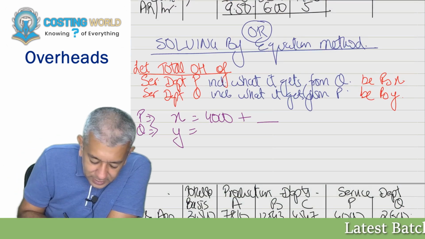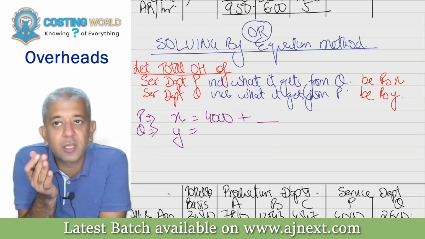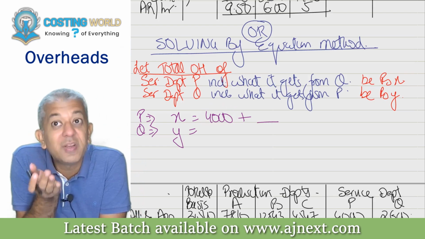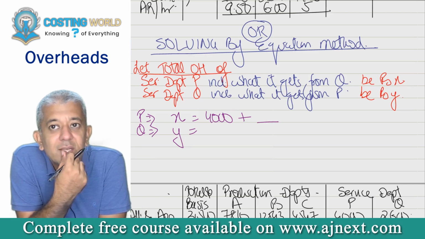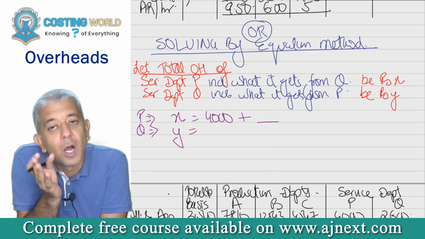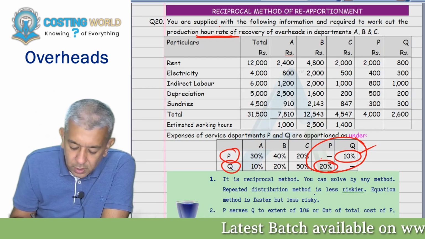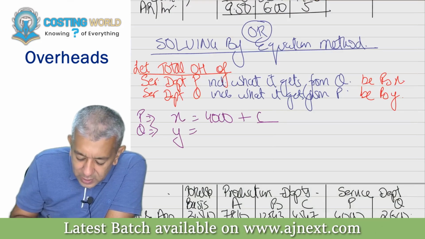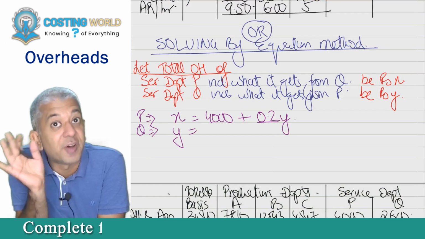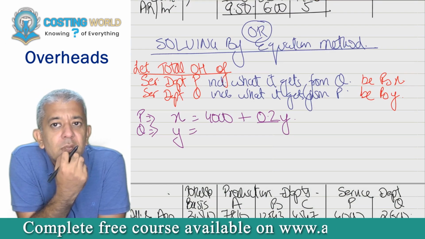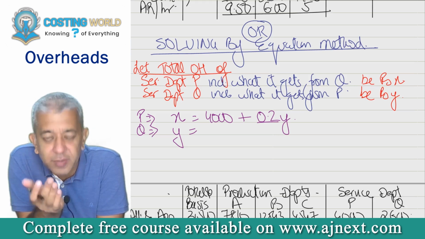Tell me, P's total overheads will be its own overheads plus, I am asking you all, I should speak what? Whatever it gets from Q or whatever it gives to Q? Gets from Q. Okay. How much does it get from Q? 10% or 20%? 20%, no? So therefore, in this particular case, it will be 0.2y. Did you understand 0.2y after that? Because y is the total cost of department Q. So therefore, 20% of that should be coming over here.